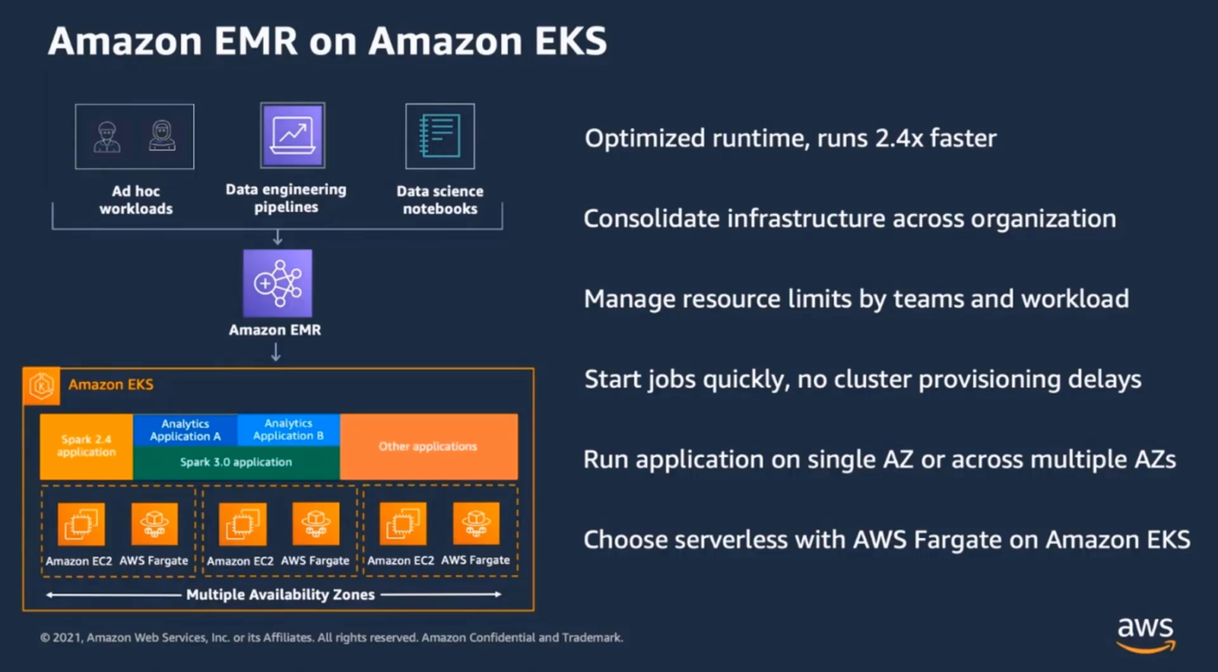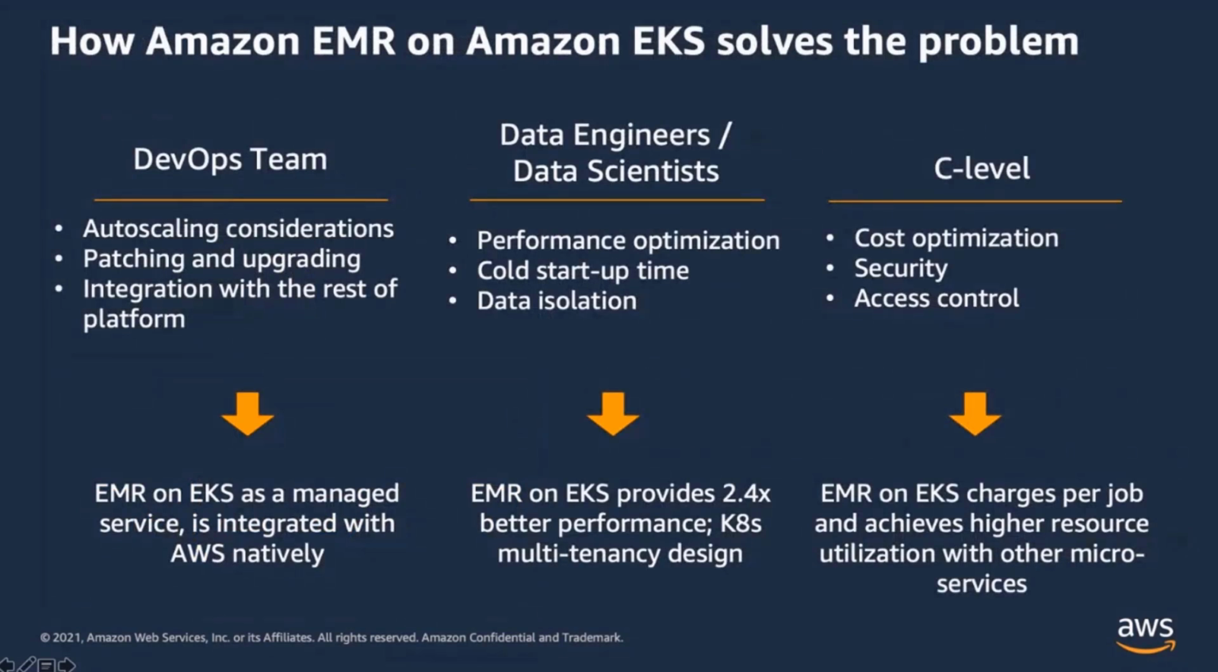And also, if you have EKS clusters spun up across multiple availability zones, you could either submit your job on a single AZ or across multiple AZs based on your job's requirements. So those are some high-level benefits, but how could Amazon EMR on EKS solve your problems if you're sitting on different teams? For example, if you're part of the DevOps team or the cloud infrastructure team, you may want to build a platform for your internal data team.